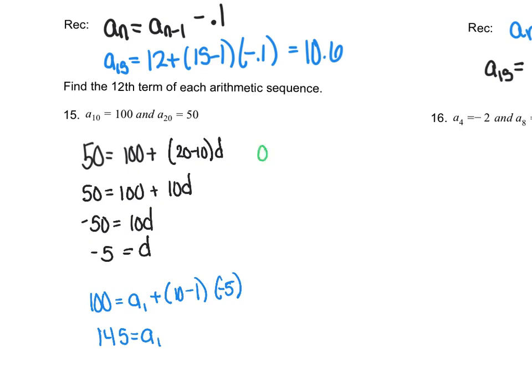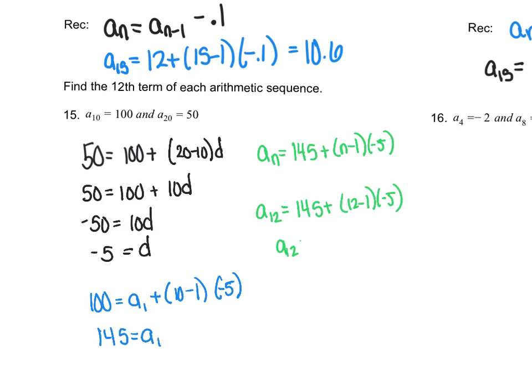So now that I know that, we can write our explicit equation. a sub n equals my first term, which is 145, plus n minus 1 times d. When I solve this for my 12th term, like it asks, a12 equals 145 plus 12 minus 1 times negative 5. So that becomes 145 minus 55, which is 90.